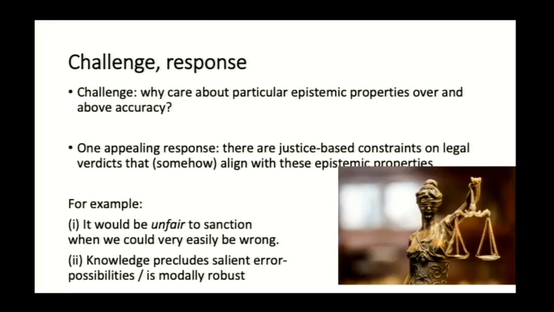So a very natural thought as well: knowledge removes the sense of the possibility of easily being wrong. And this is the story that a lot of epistemologists have told when they try to explain why these epistemic statuses are so important when it comes to the law, because they align with these justice-based constraints in how we make decisions.